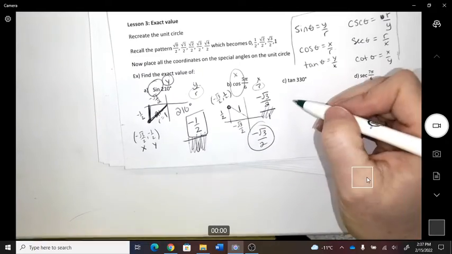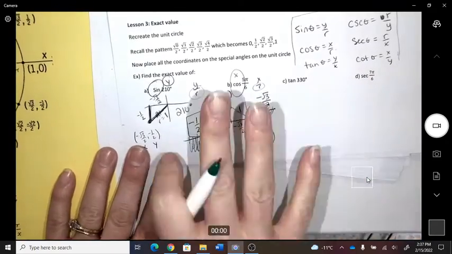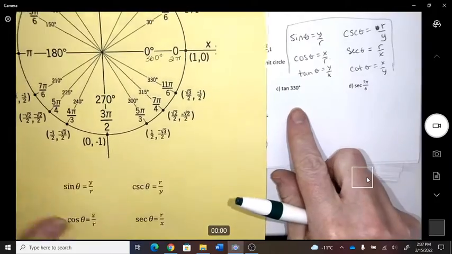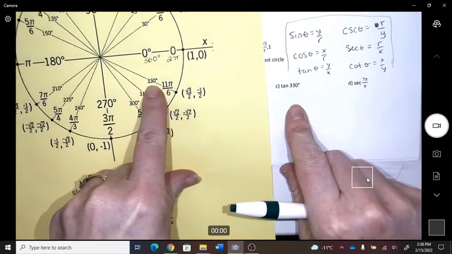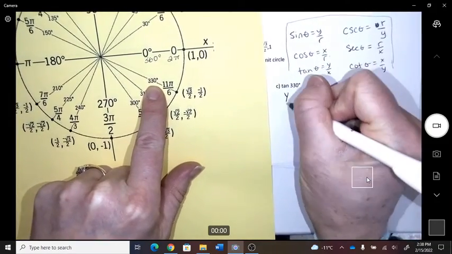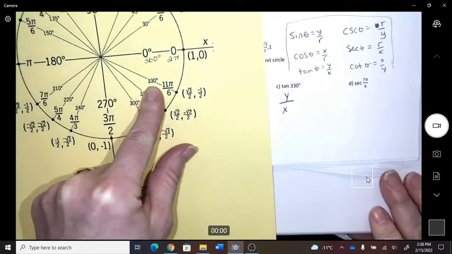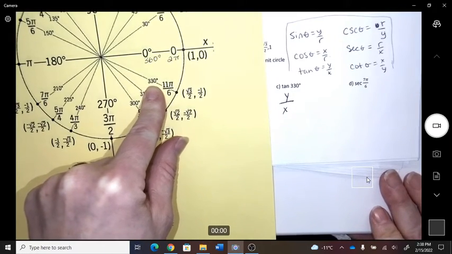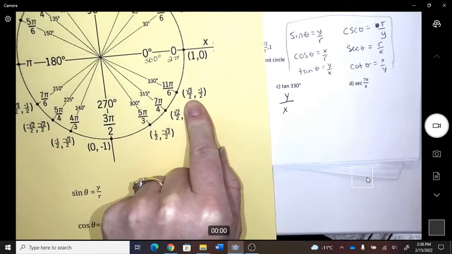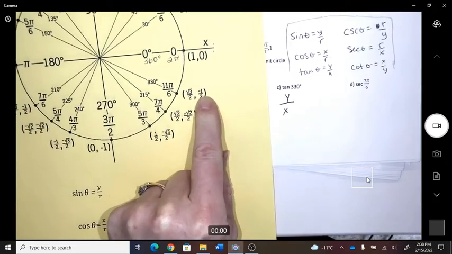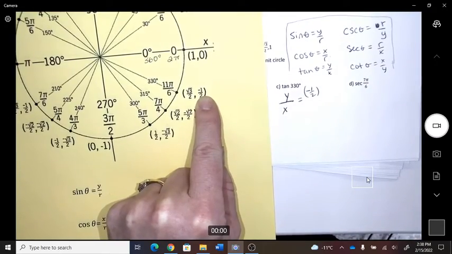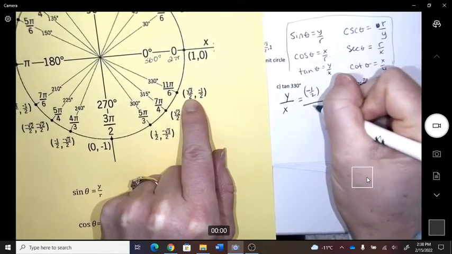Okay, tan of 330. I'm not going to draw it this time. So can you find it? So 330. So here I am, 330. I'm going to take the y value and divide it by the x value. That's what I need to do. So which part of this coordinate is the y number? Negative a half is the y value divided by the x value.